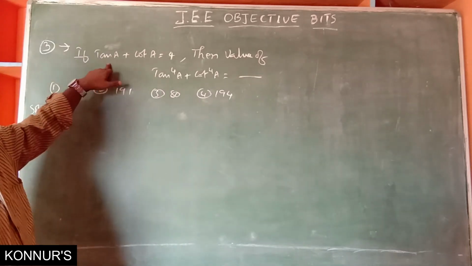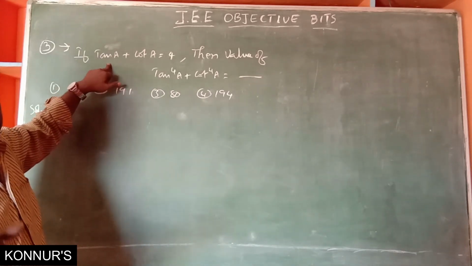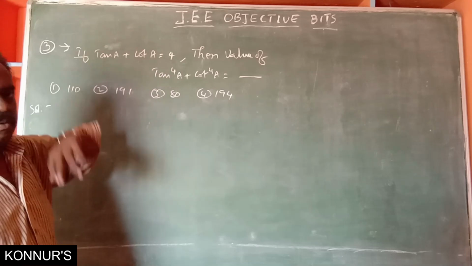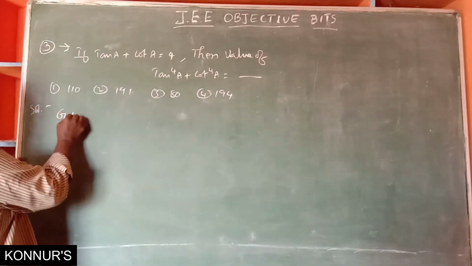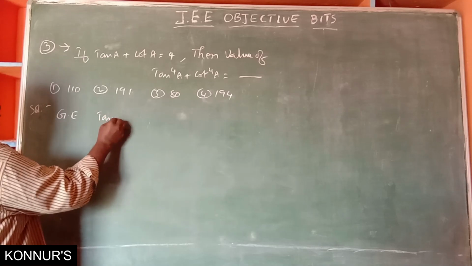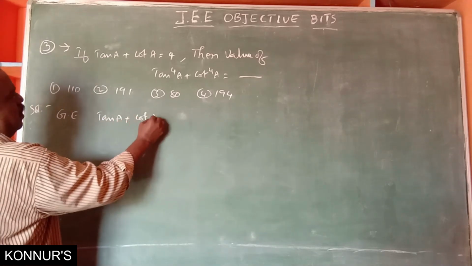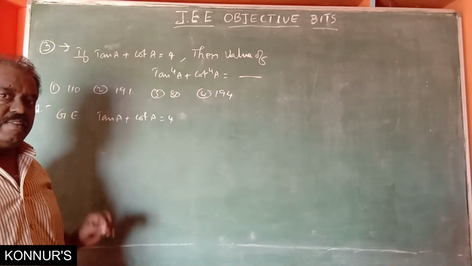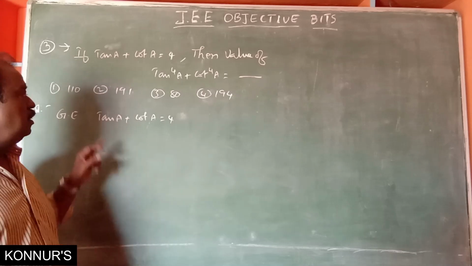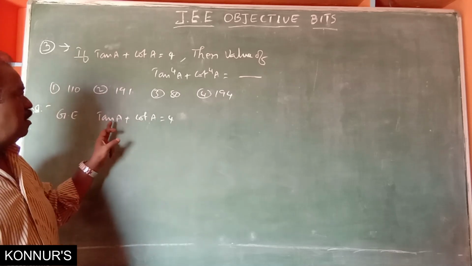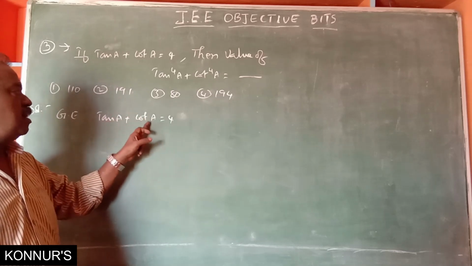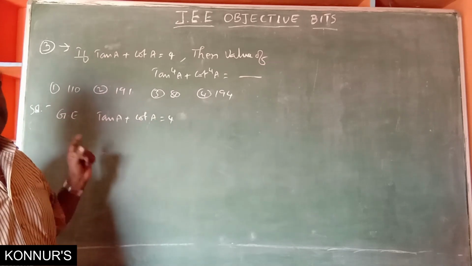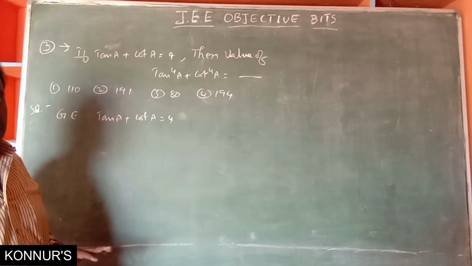You see, it is just like the second problem, but there may be some confusion also. The given equation is tan A plus cot A is equal to 4. Then find the value of this expression. It is just like the second problem, so we may feel that A is equal to 45 degrees. Then tan 45 plus cot 45 is 1 plus 1, which is 2. But it is not satisfied, so that substitution is wrong.